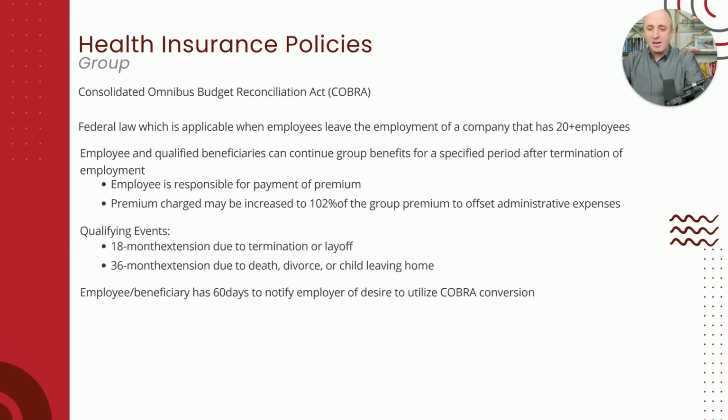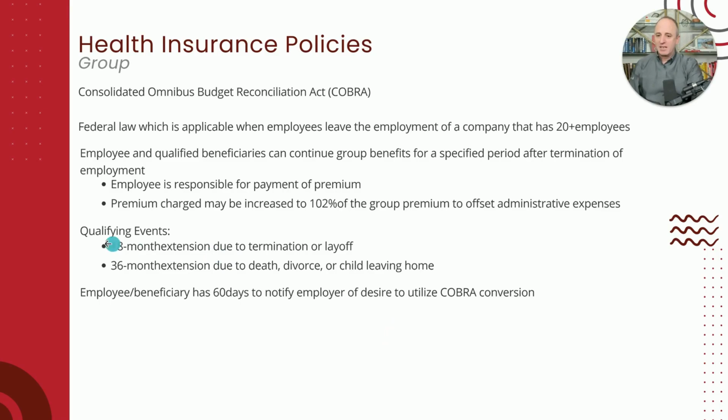This is a term you'll hear regardless of what state you're in. It's the Consolidated Omnibus Budget Reconciliation Act, or more simply, COBRA. Just think of a big snake. Basically, the employee is responsible for continuing payment of the premium, and the premium may be increased to 102% of the group premium because there's more administrative expense, because now you've taken a group plan and turned it into an individual plan.